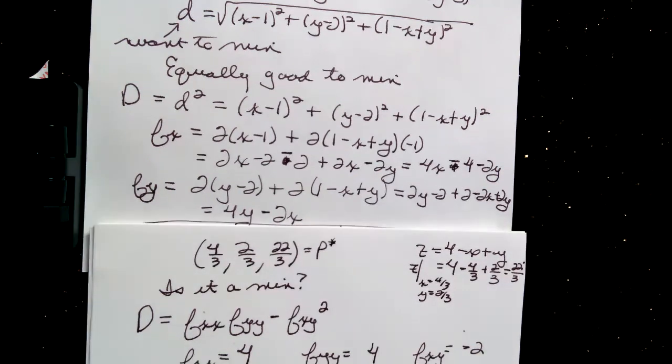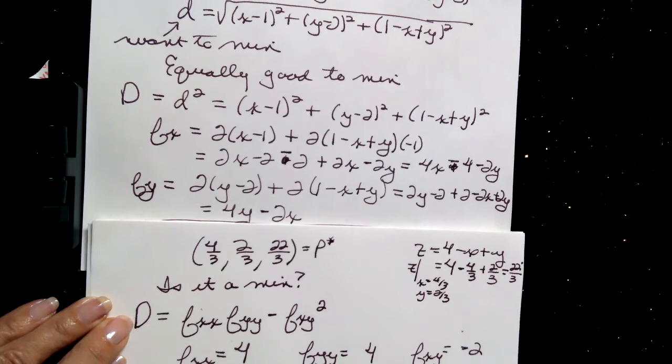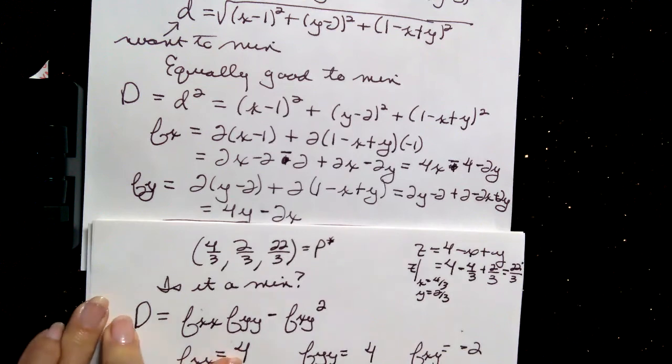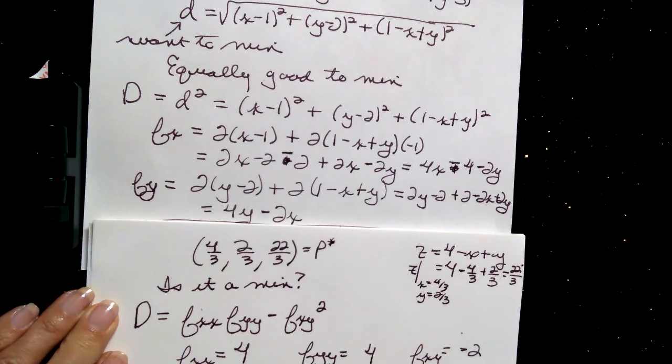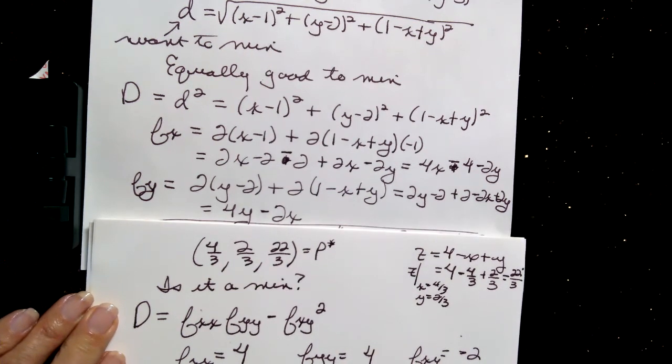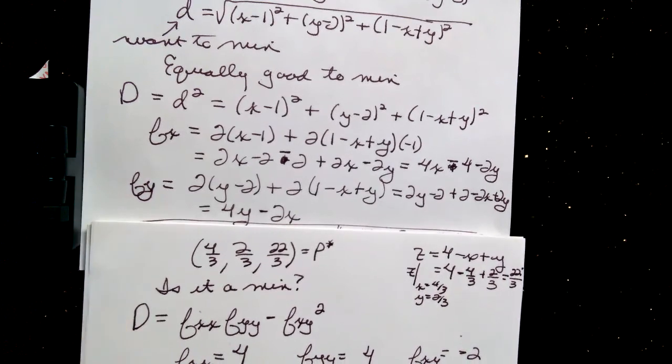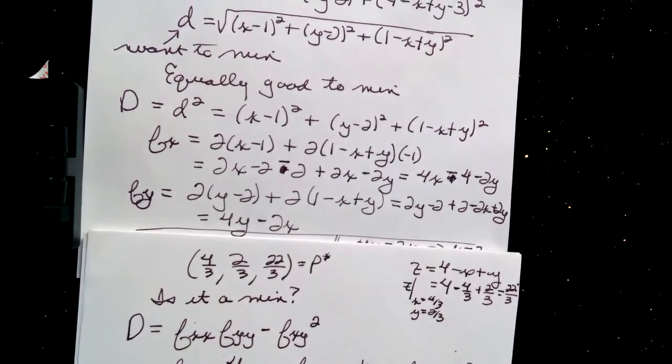And so our second derivative check term is positive. And now when you look at fxx at P star, that is positive. Therefore, our point 4/3, 2/3, 22/3 is a minimum, is a relative minimum, okay? And since it's the only minimum we found, and we're looking for a point to the plane, you know there has to exist a minimum, that's it.